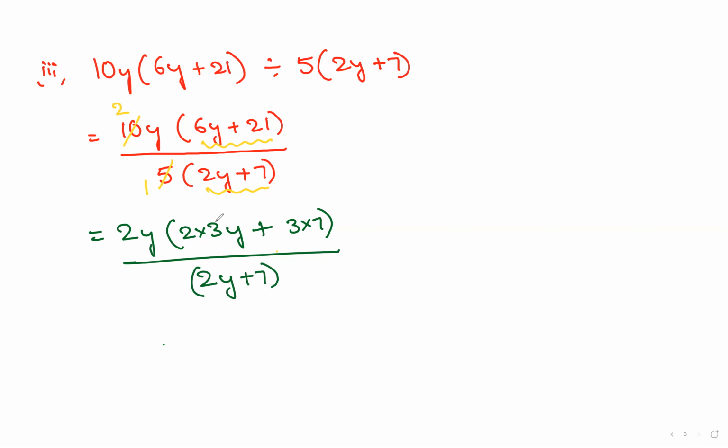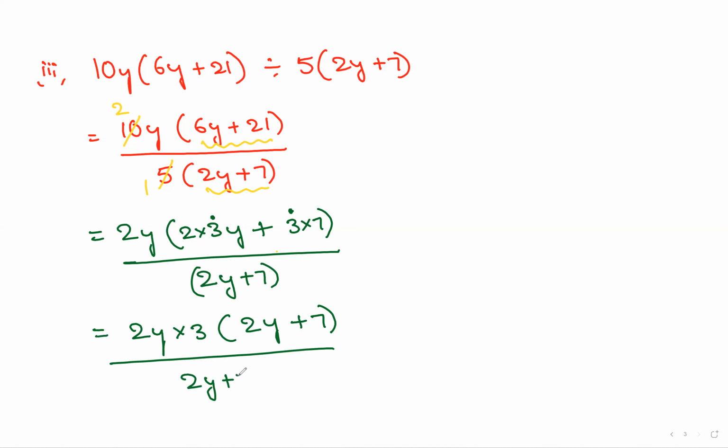Now, in these brackets, do you have any common term? 3 is common. Can I take it as common? So if I take 3 as common, it will be 3 times (2y + 7) divided by (2y + 7). See, in the numerator and denominator, do you have the same one? (2y + 7) and (2y + 7) get cancelled. So what is left? 2 into 3 is 6. 6y is the answer. So before writing the answer, you have to check all the possibilities.